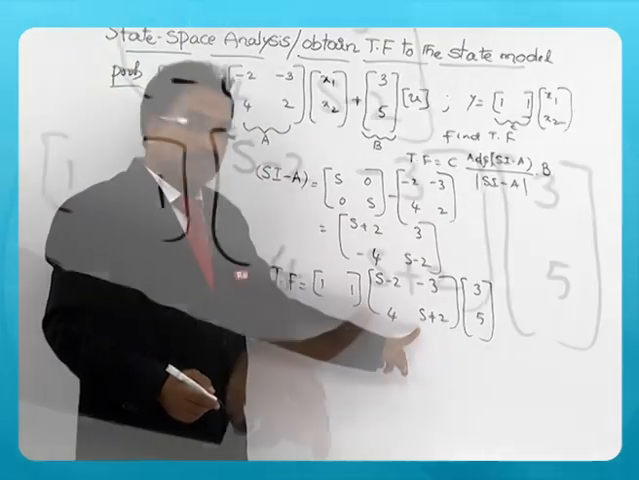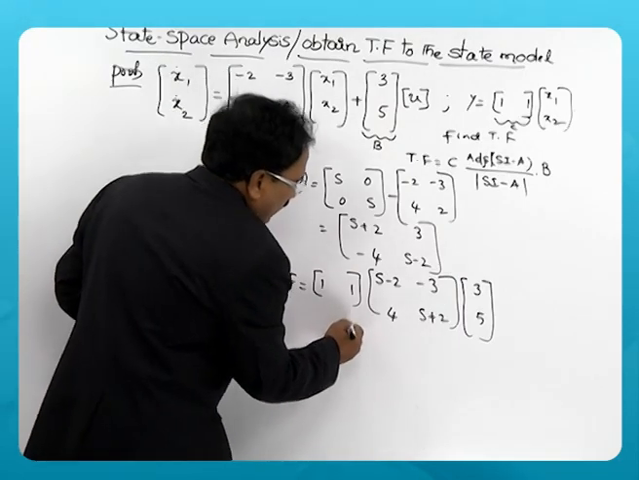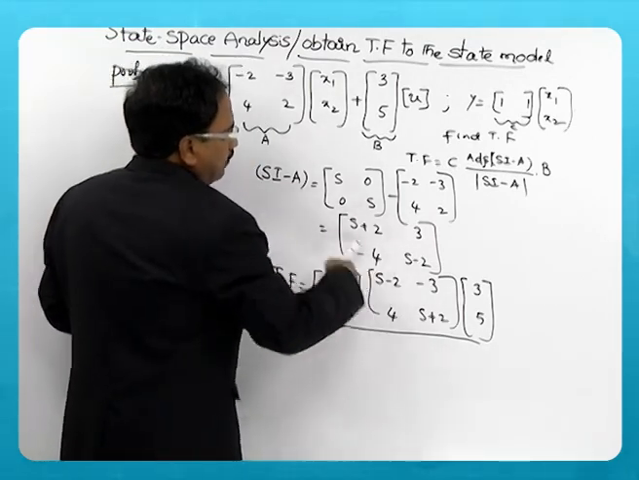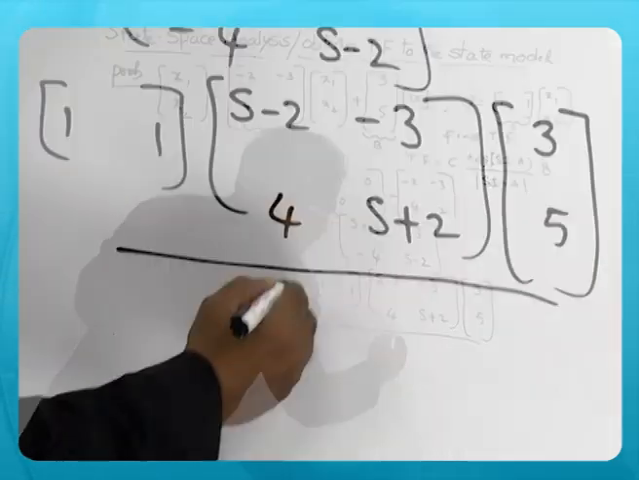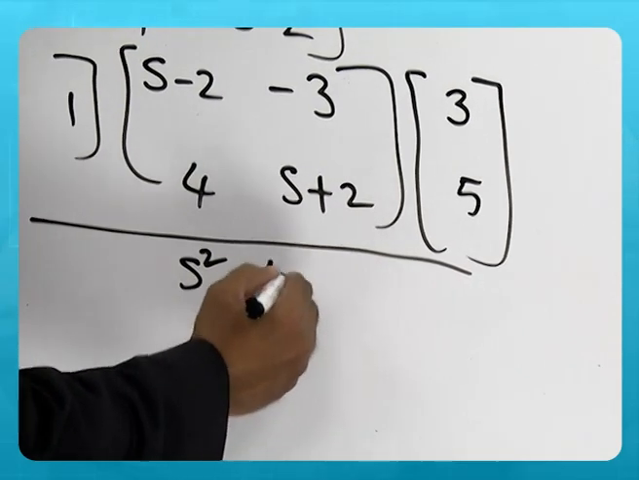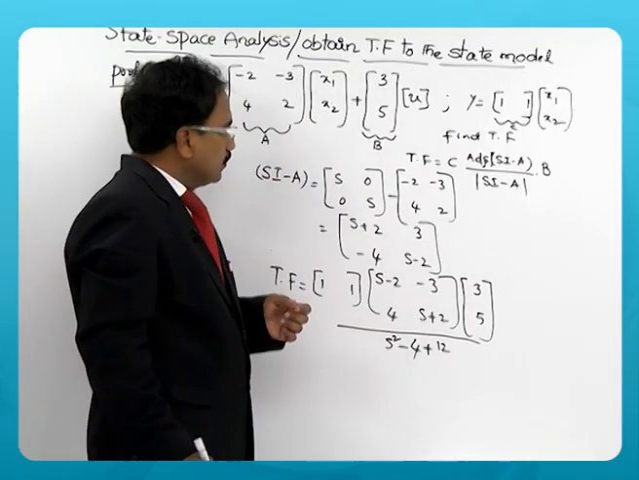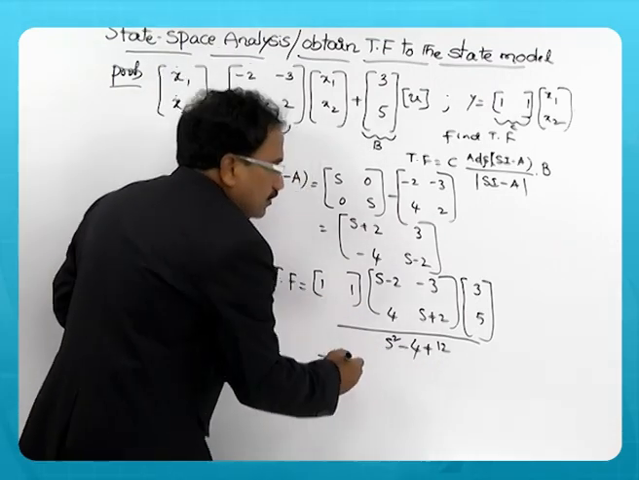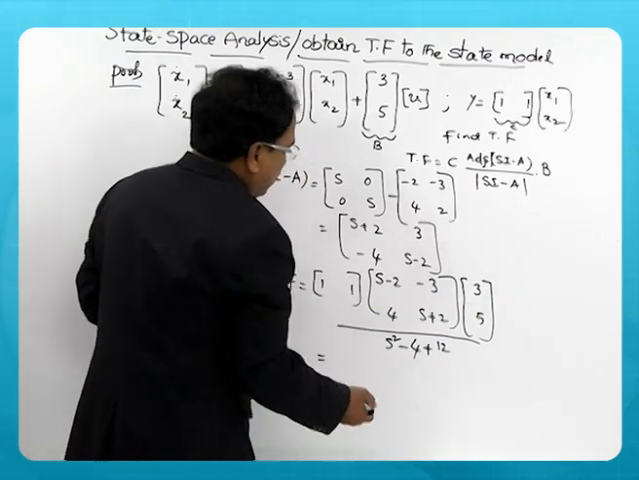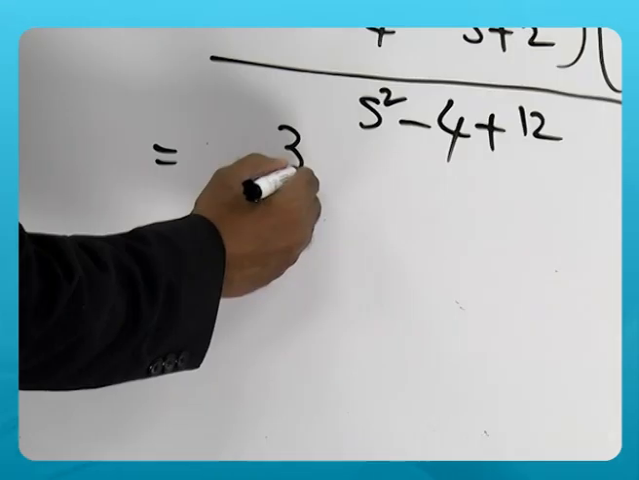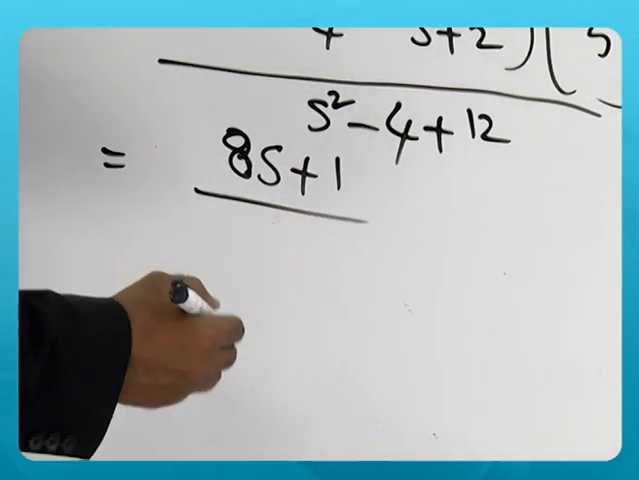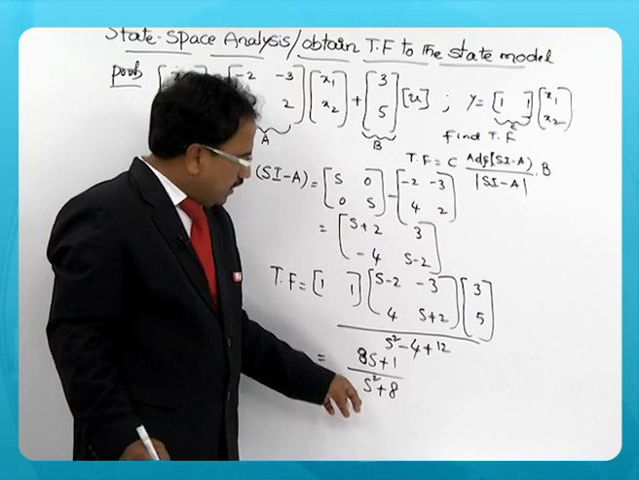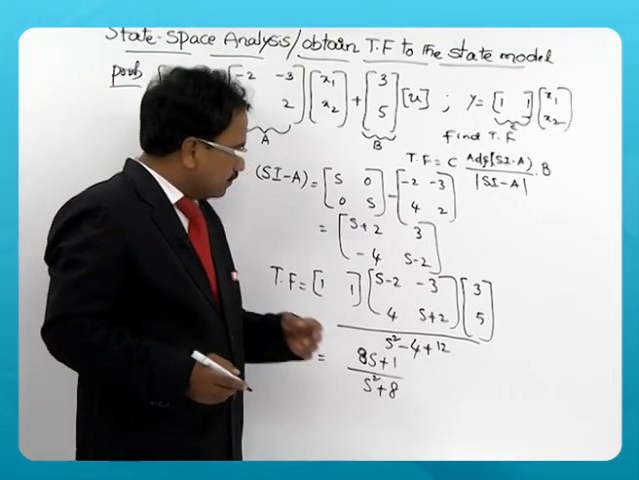So C into adjoint of sI minus A, into B, divided by determinant of sI minus A. The determinant of this particular matrix, product of this minus this, gives you s square minus 4 plus 12. So you get the determinant of sI minus A as s square plus 8. So for this transfer function, you take the product of this, multiply with this matrix and then multiply with this, and you get 8s plus 1 divided by s square plus 8. So the transfer function is given by 8s plus 1 over s square plus 8, which means there are two poles on the j omega axis.